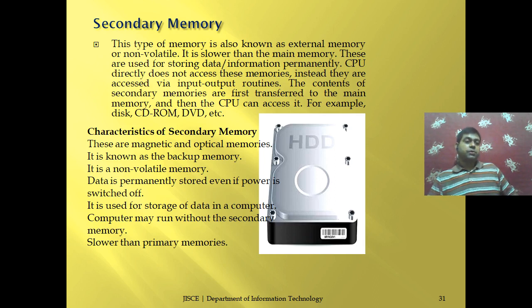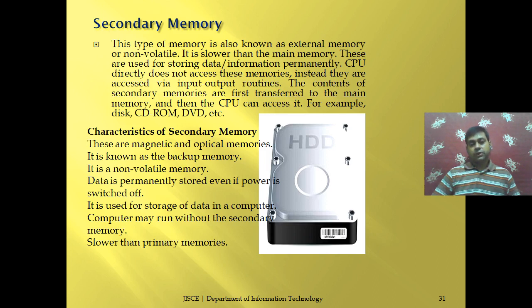So the CPU does not directly access these memories. Instead, they are accessed via input-output routines. The contents of the secondary memories are first transferred to the main memory if we need to process them, and then the CPU can access it. For example, the CD-ROM and DVDs, etc.